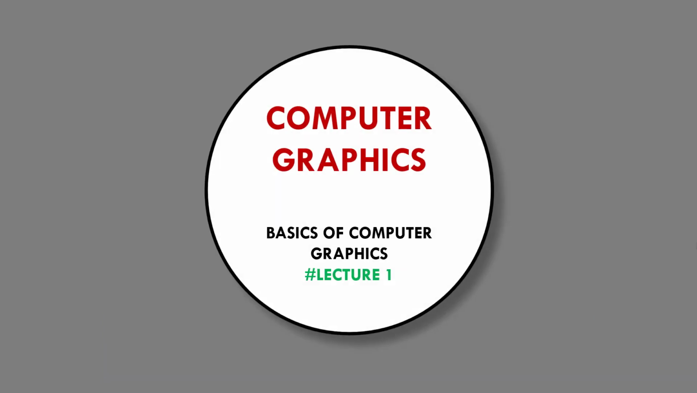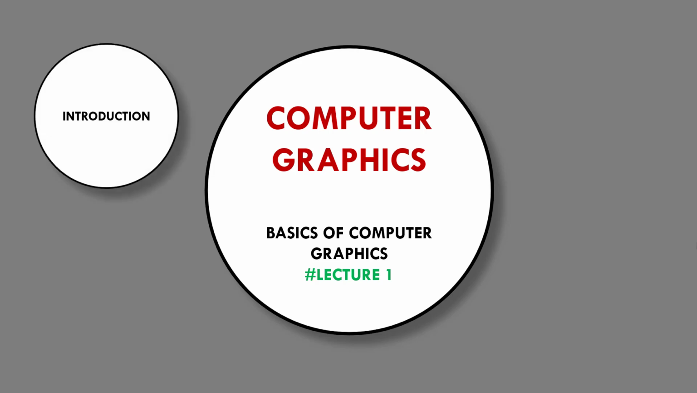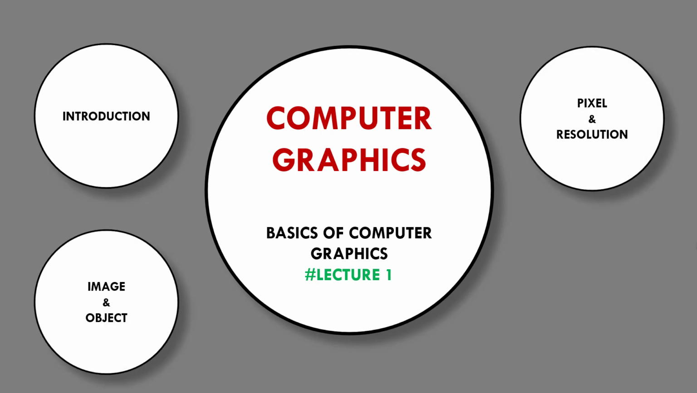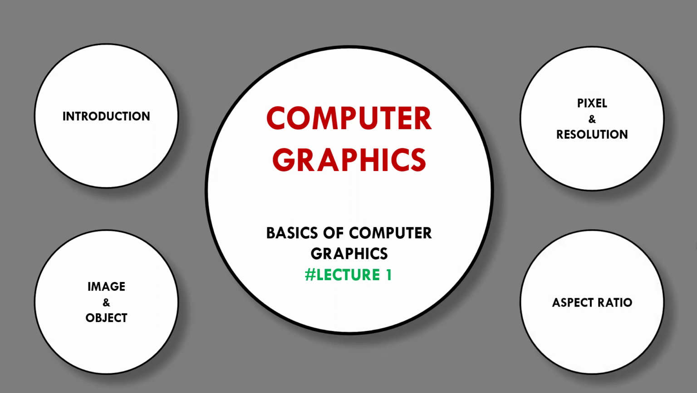So we are going to learn the basics of computer graphics, and this is the first lecture. First we are going to see the introduction. Second, what is image and object? Third, what is pixel and resolution? Fourth, what is aspect ratio? So let us start our first lecture with the introduction part.